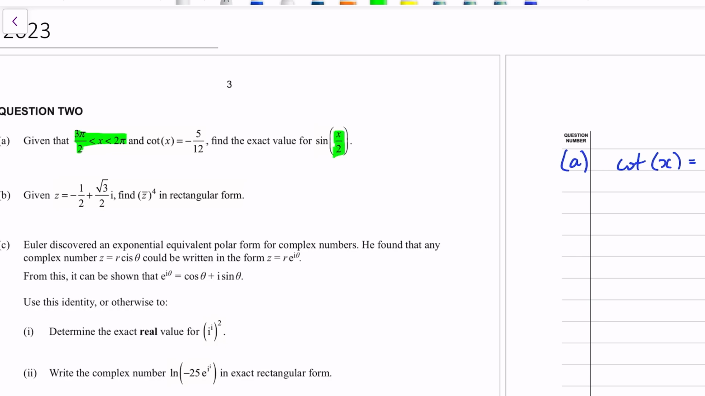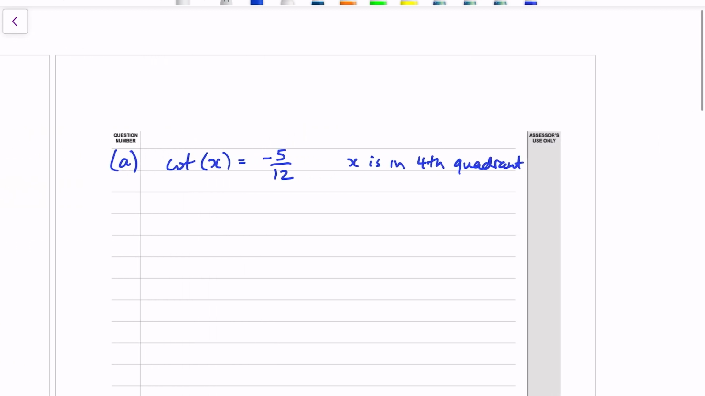We're actually wanting sine of x over 2, so we've got to decide what happens with x over 2. If x is between 3 pi over 2 and 2 pi, and we half that, we're inside the range of 3 pi over 4 and pi, which is actually second quadrant. So x over 2 is in Q2. That's important. Anyways, we continue with this.